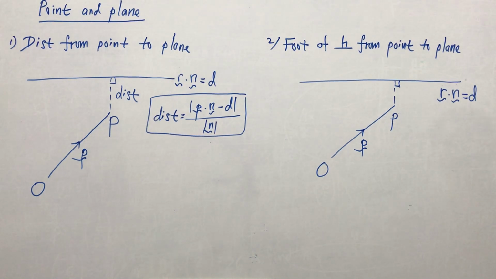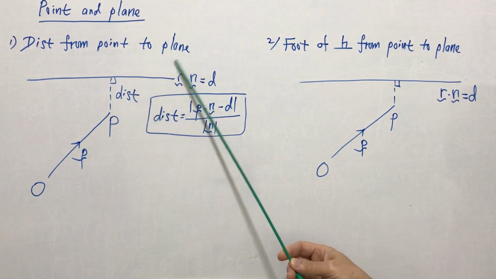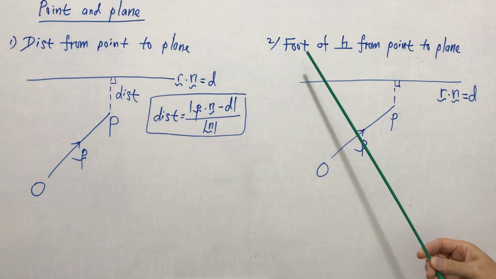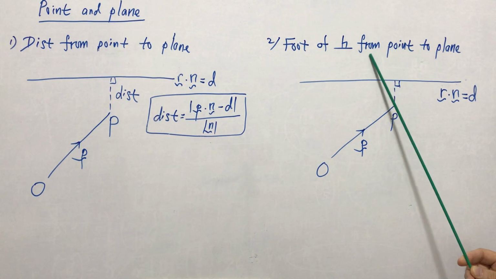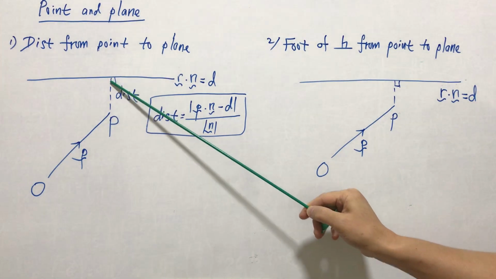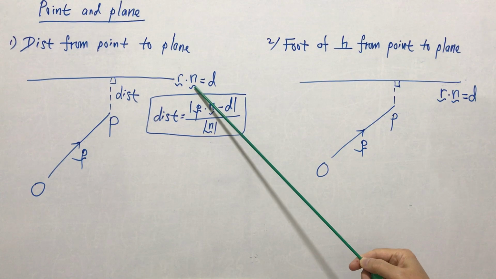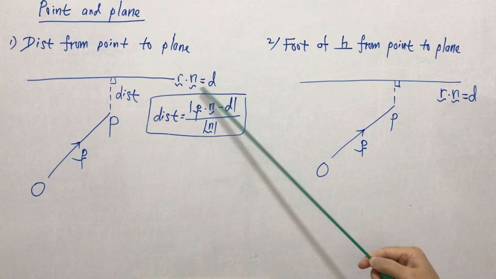In this video, I intend to show you two things: distance from point to plane, and later on, finding the foot of perpendicular from point to plane. When we say distance from point to plane, we refer to this distance here. This is a point P with position vector p, and this is the plane r dot n equals d.